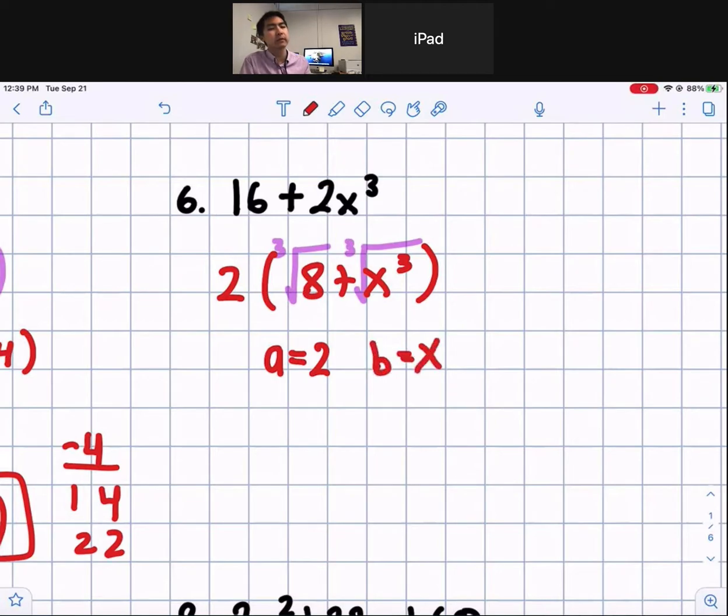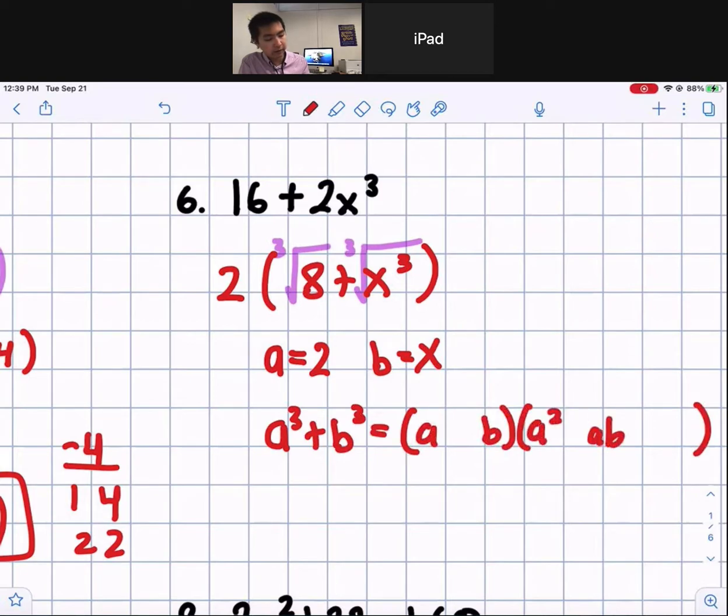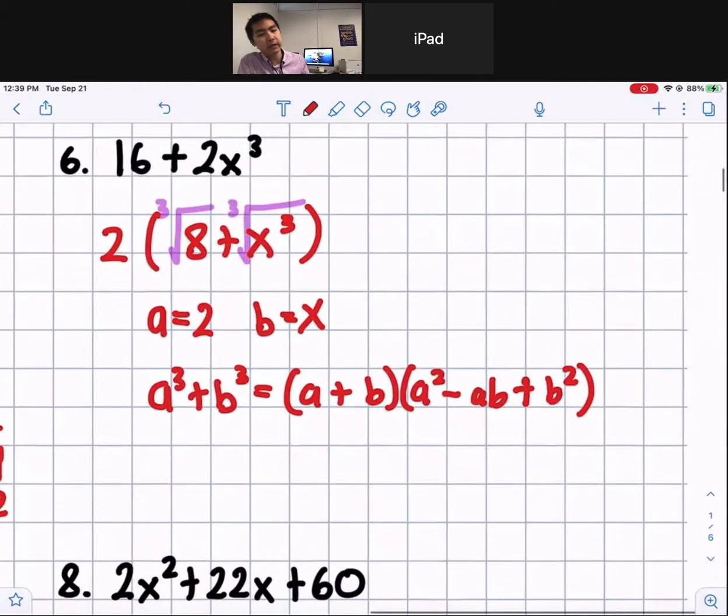And because this is a sum and difference of cubes, this is where you use your formula: a plus b, a squared, ab, b squared. Same, opposite, always positive. SOAP, right? Now you just plug in your 2's for the a's and your x's for the b's. So don't forget this 2 that we factored out in the beginning.